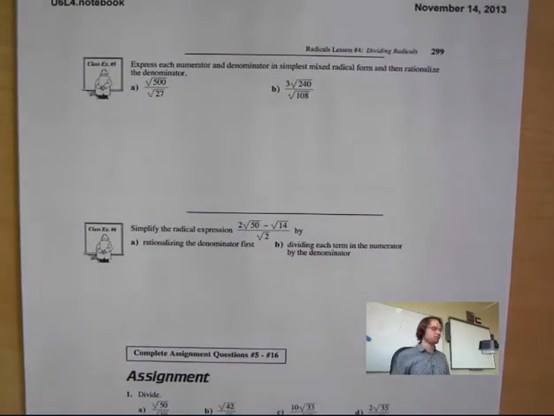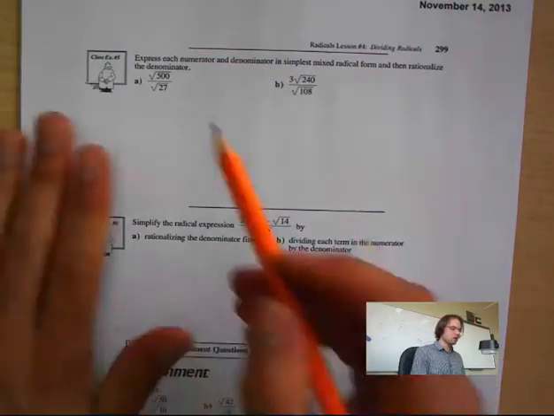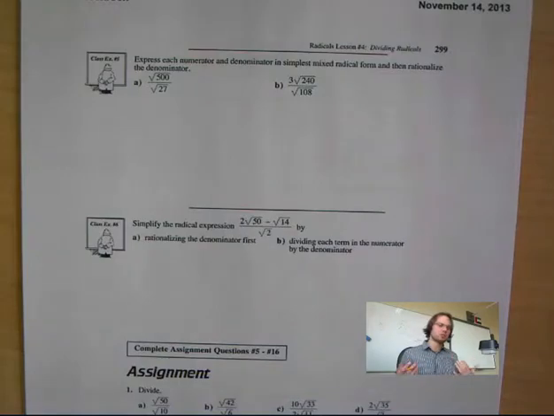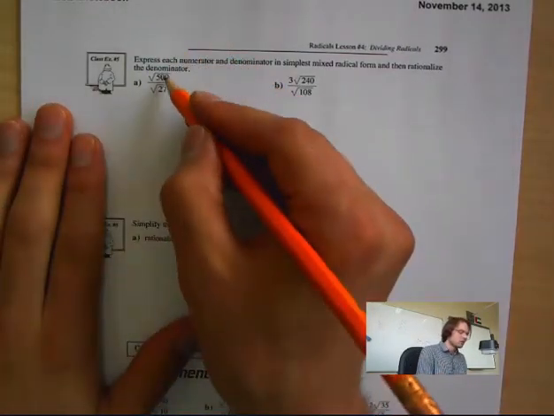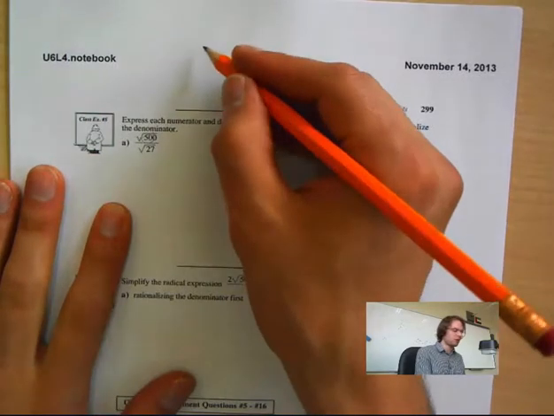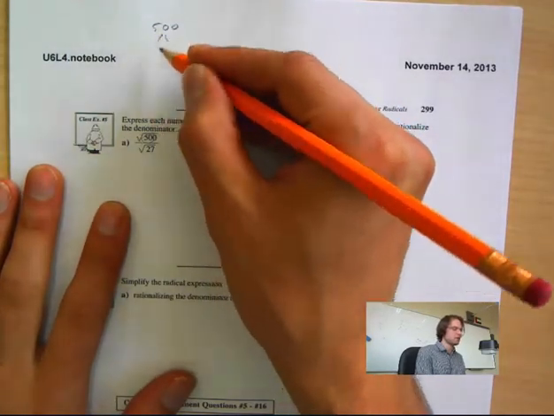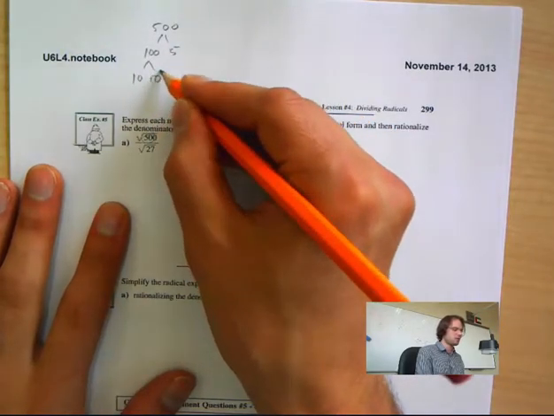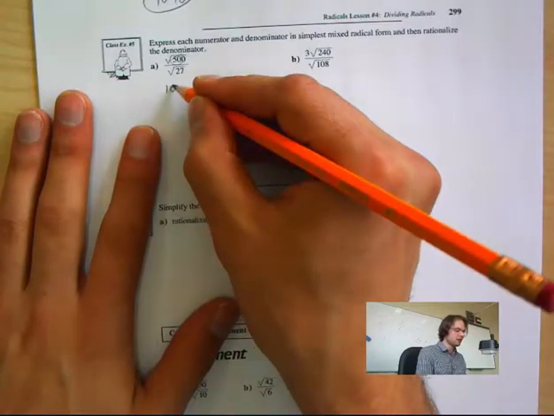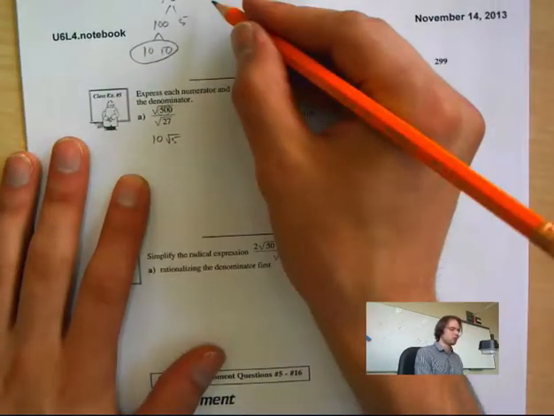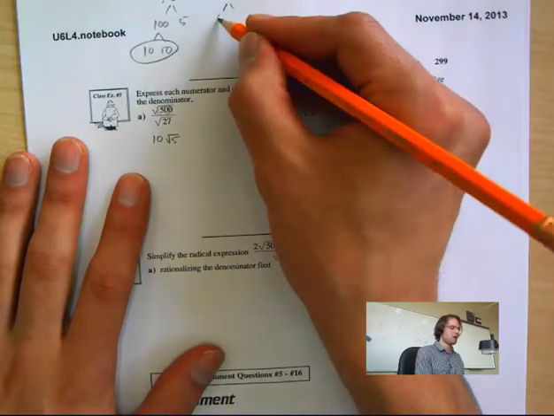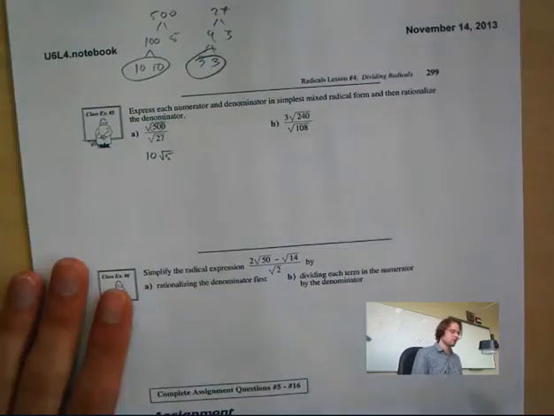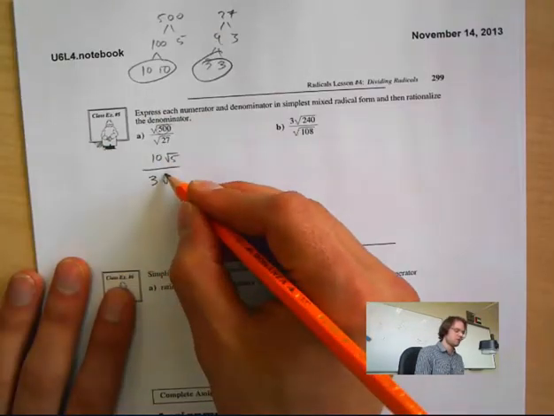Alright, here's our next one. It wants us to express each as a mixed radical, then rationalize. So sometimes it is actually easier to express it as a mixed radical and then rationalize. So if I look at 500, let's break it down. That's the same thing as 100 multiplied by 5. Wasn't this the same thing as 10 by 10? Hey, look, I have a pair. So we have on top 10 root 5. Now the bottom, 27, I have 9 and 3. Well, 3 and 3. I have my pair of 3's. So I'm going to have on the bottom 3 root 3.